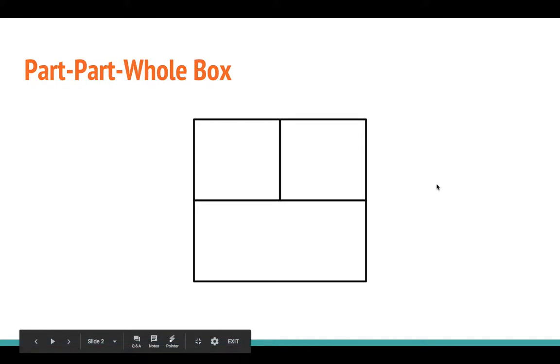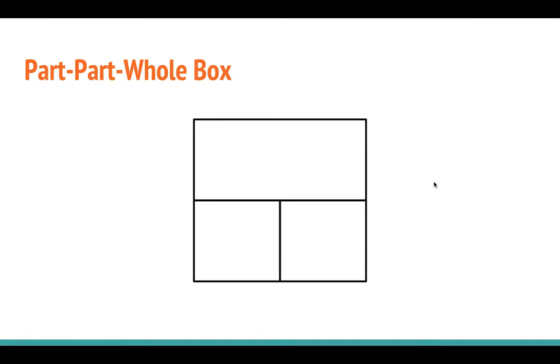You might also see a part-part whole box flipped around the other way. So it might look like this. It might have the whole on the top and then the two parts at the bottom. Whether you see it the first way or the second way, it's still a part-part whole box and it still functions the same.